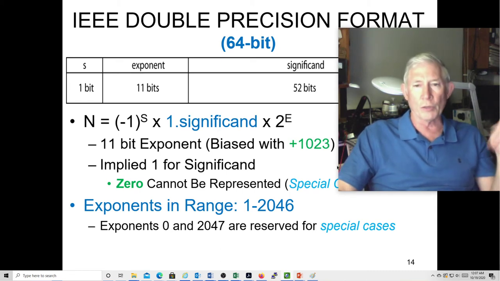Single precision, it's 127. For double precision we have 11 bits, so we bias by 1023. So 0 can't be represented again, it's a special case. And when you have an exponent of 0 or 2047, those are also special cases. So our exponent is only in the range of 1 to 2046, but biased with 1023, so it goes from minus 1024 to plus 1023 or something like that.